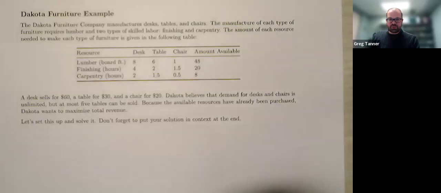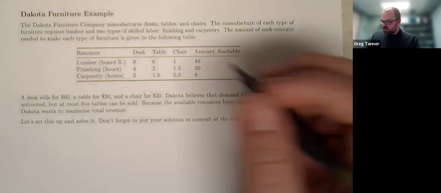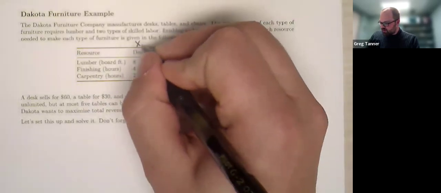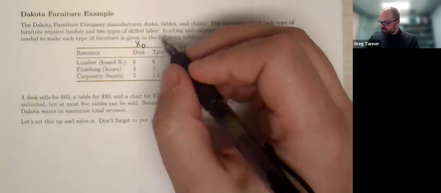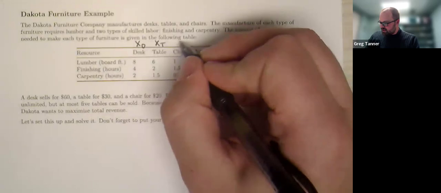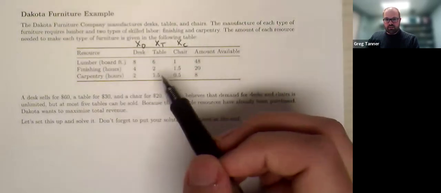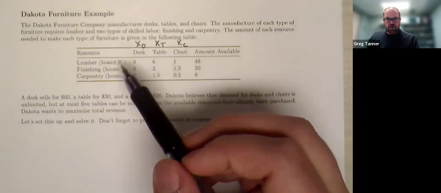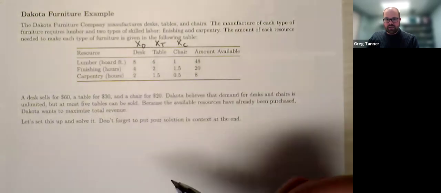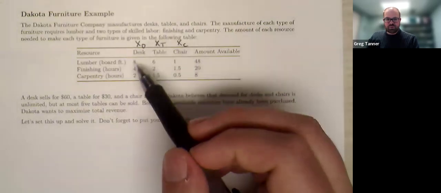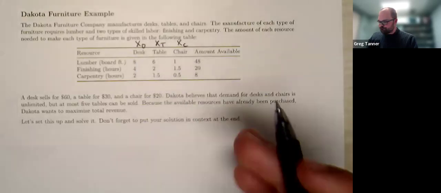Okay, this one's similar to Geppetto's problem. We have three products and we need to choose how much. So I'll call my three decision variables XD, XT, and XC. And we've got a limited amount of resources for the amount of lumber, finishing, and carpentry labor that we have available. So we need to figure out how many desks, how many tables, how many chairs to make.